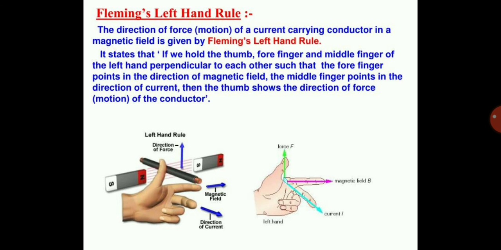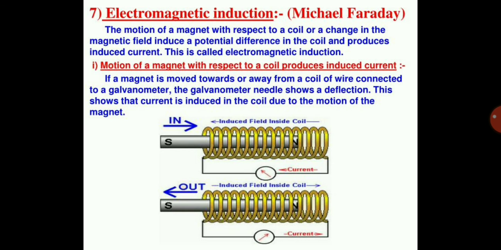Okay, I am repeating the rule again. Observe and listen carefully where I am breaking it so that you can remember. If we hold the thumb, forefinger and middle finger of the left hand perpendicular to each other such that the forefinger points in the direction of the magnetic field, the middle finger points in the direction of the current, then the thumb shows the direction of the force on the conductor. So this is known as Fleming's left hand rule.